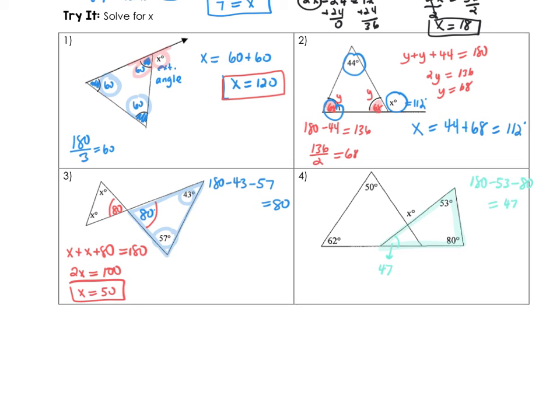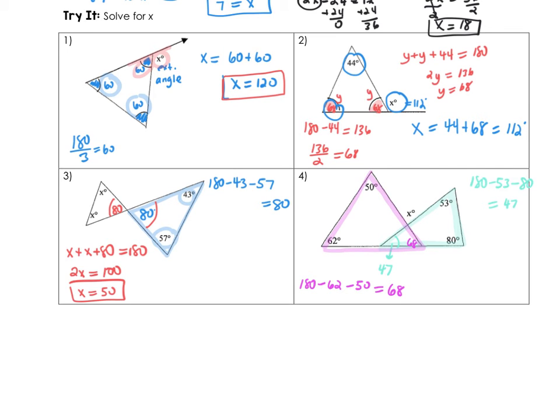Next, I might take a look at this triangle over here and do something similar where I take 180 and subtract the 2 angles that I know, the 62 and the 50. And when I do that, that leaves me with 68 degrees. So this angle is 68.